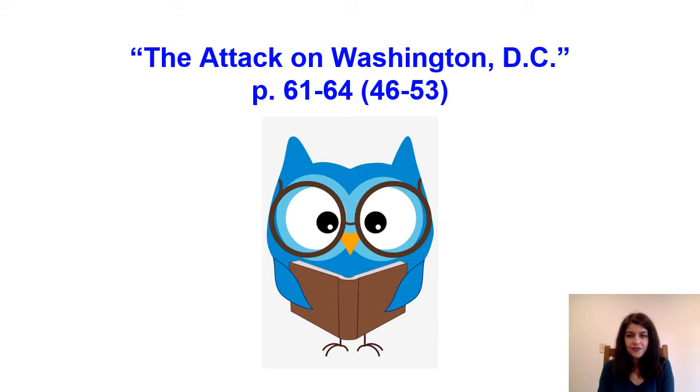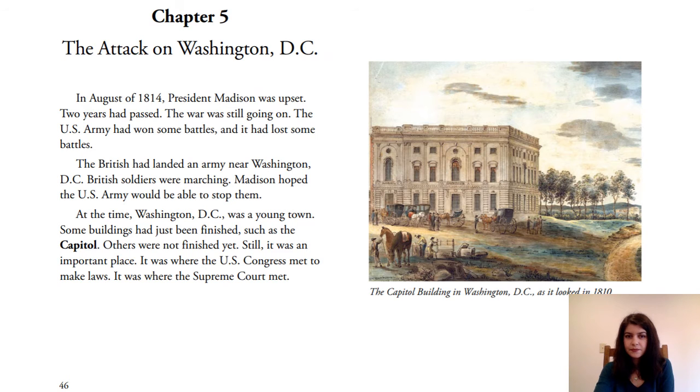Our story for today is called The Attack on Washington, D.C. Go ahead and flip backwards in your packet to page 61 and follow along with your finger while I read out loud. Chapter 5, The Attack on Washington, D.C. We see a bold word on this page. That bold word is Capitol. Capitol is the building in Washington, D.C. where Congress meets. Listen to this page to see why President Madison was upset.